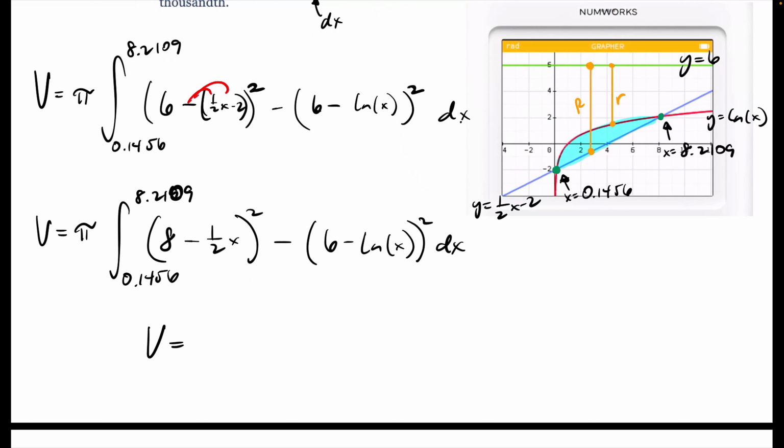So I distributed the negative. That's why it's negative 1/2 x. And then I distributed the negative again to make positive 2. So that's why I could combine it to make 8. Okay? Okay, yeah. So let's put this one in the calculator.